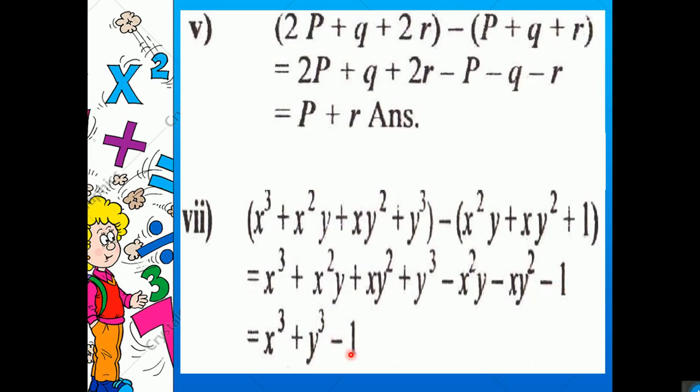Now look at the rest of the terms. X square y, its sign is plus, and there is minus x square y. So plus x square y and minus x square y cancel with each other, and plus xy square cancels with minus xy square. So this one is our answer.